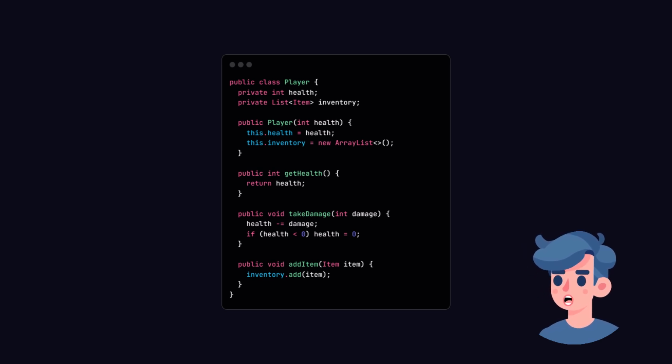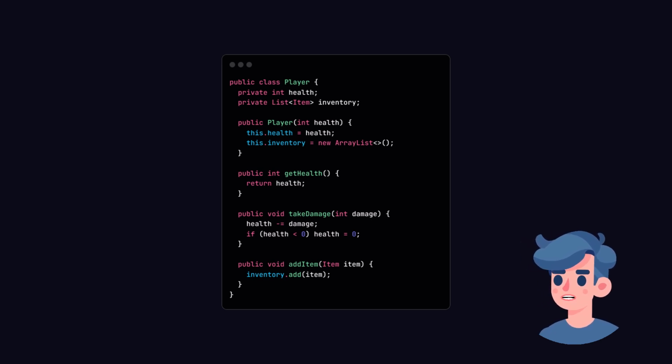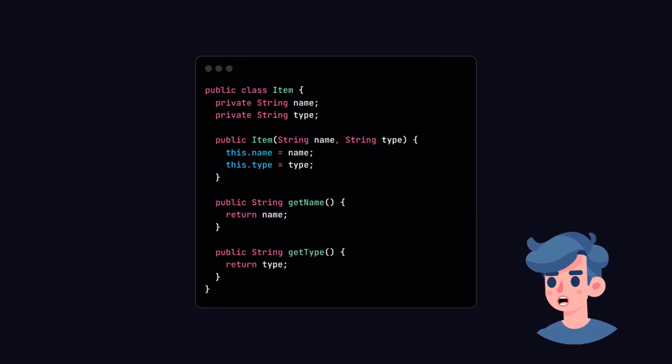This class will represent the player in our game. It will include attributes like health, inventory, and methods to interact with these attributes. Next, we'll create an item class. This will allow us to represent various items the player can collect, such as food or tools. Each item will have a name and a type.